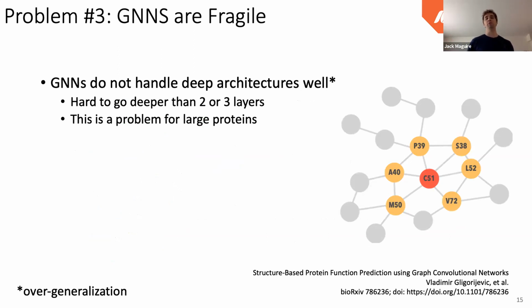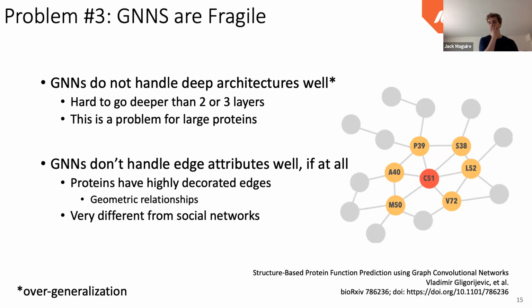So this can be a problem for large proteins because it'll take a few convolutions to recognize patterns and then a few more to propagate those patterns to the neighborhood, and then a few more to deal with that data. So, 2 layers is very limiting space to work in.